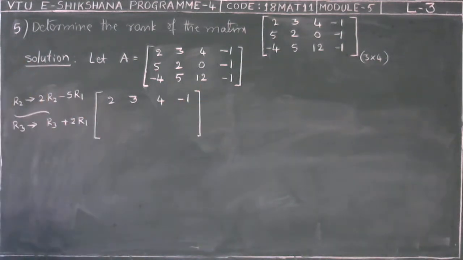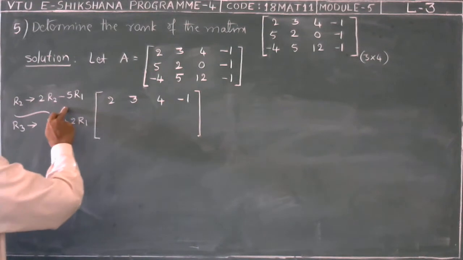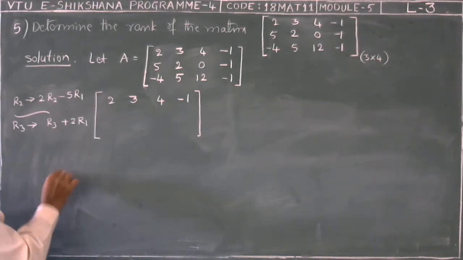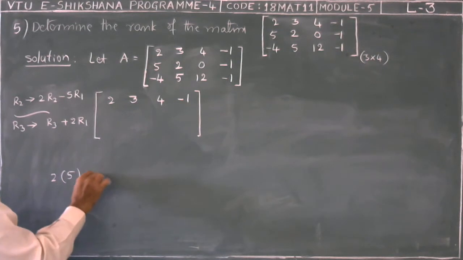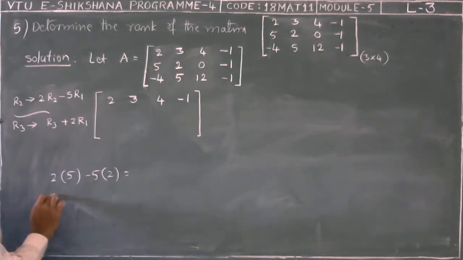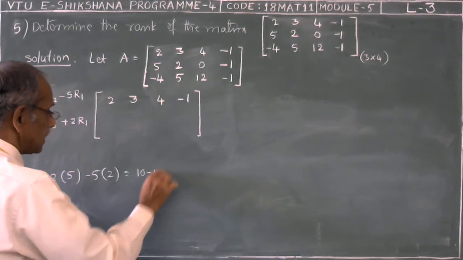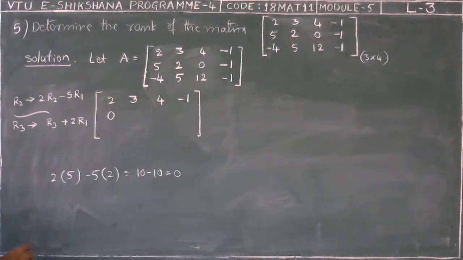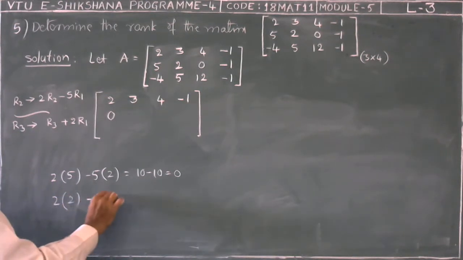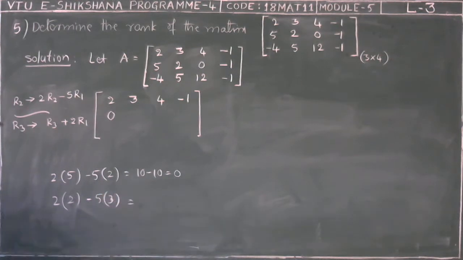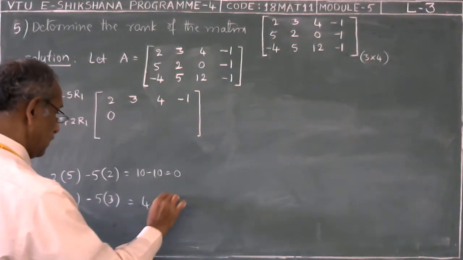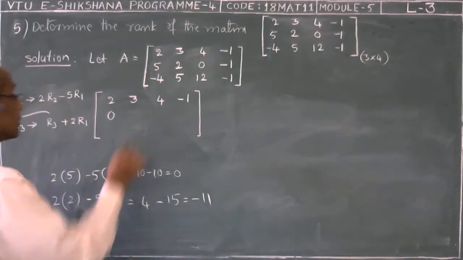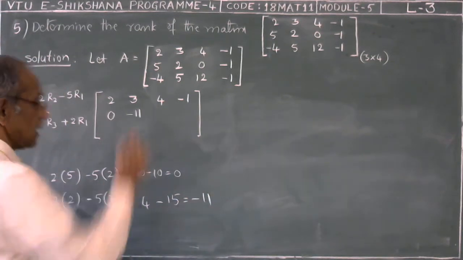The second row will change with respect to this operation, 2 R2 minus 5 times R1. So 2 times 5 minus 5 times R1. R1 is 2, so 10 minus 10 is 0. So this element is perfectly 0. Next element: 2 times 2 minus 5 times 3. So this is 4 minus 15, minus 9. So this is minus 9.